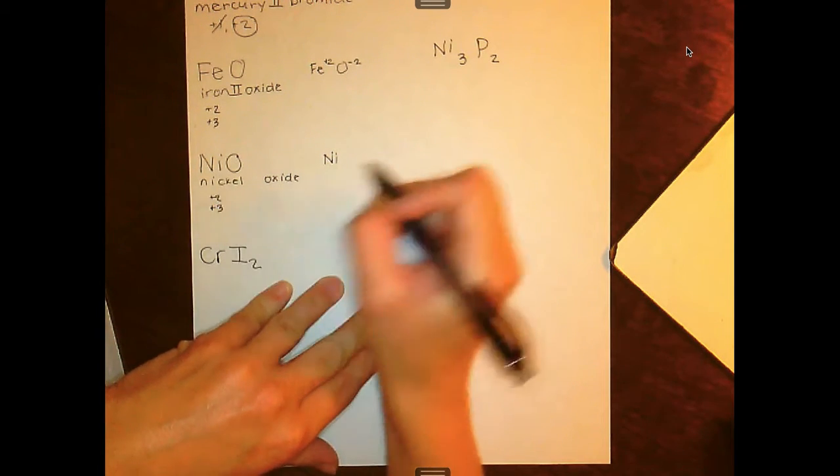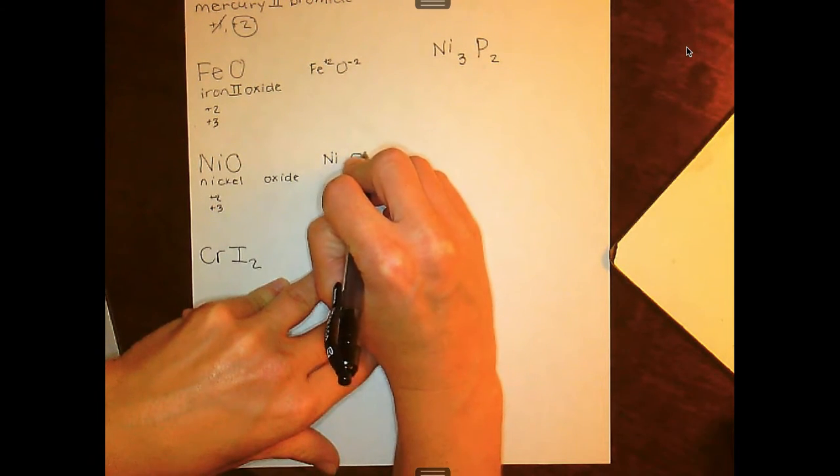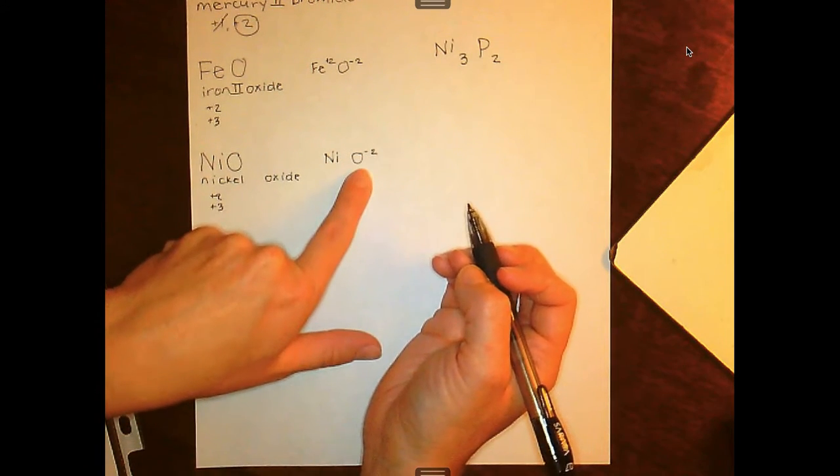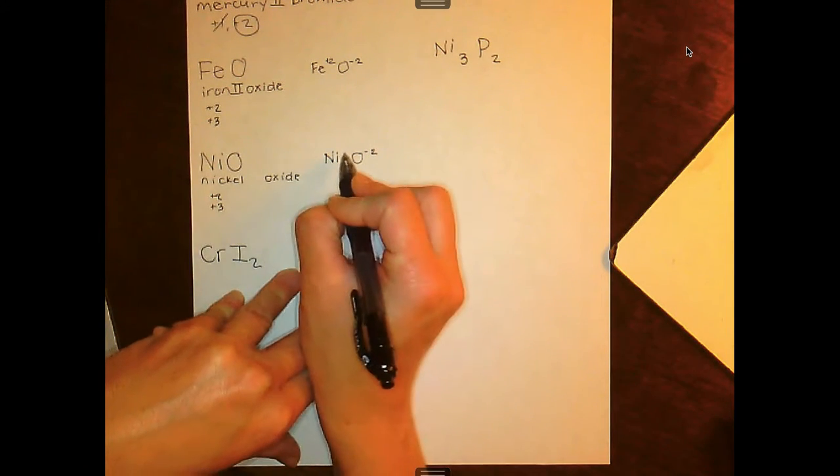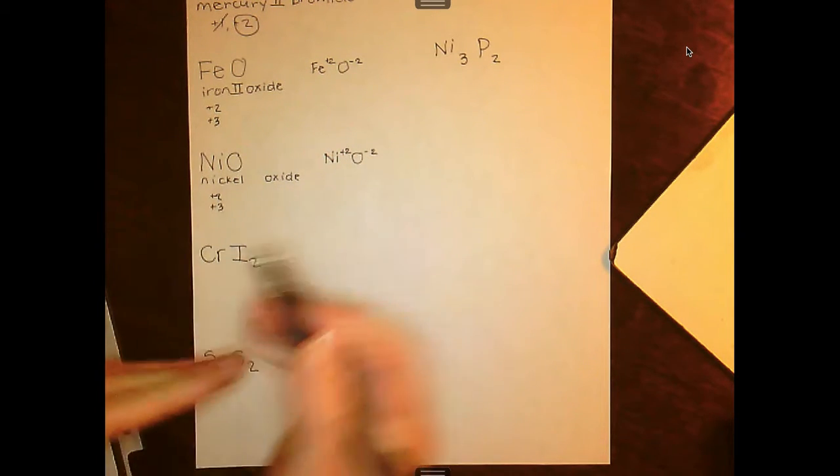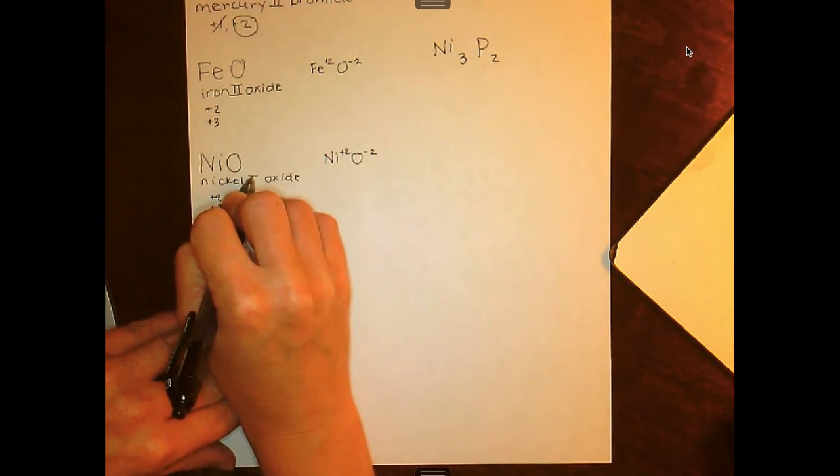Notice that you have one nickel atom. We know that oxygen has a -2 charge, and you only have one oxygen atom. So that means that the charge over here has to be a +2 because they're ionic. They are absolutely going to cancel out. And so that one would be nickel 2 oxide.